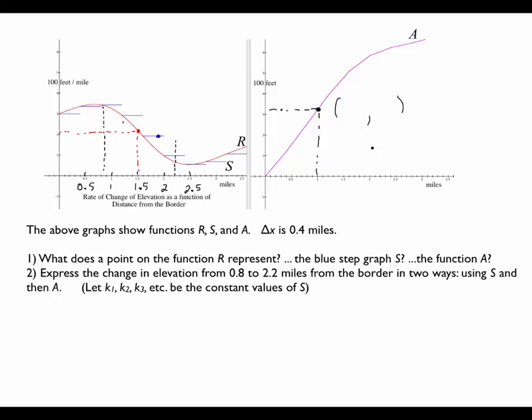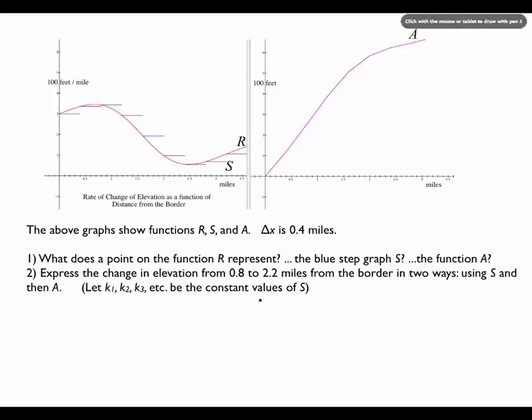But points on graphs are always two values taken together, and then a graph is many, many points, showing the relationship of those two quantities. Okay, express the change in elevation from 0.8 to 2.2 miles from the border in two ways, using S and using A. So this is, like I told you, K1, K2, K3, constant rates.